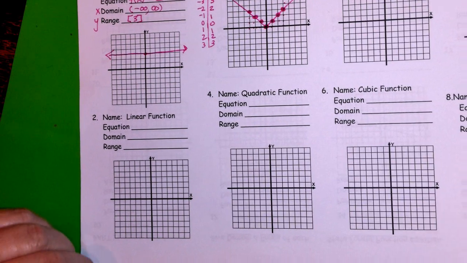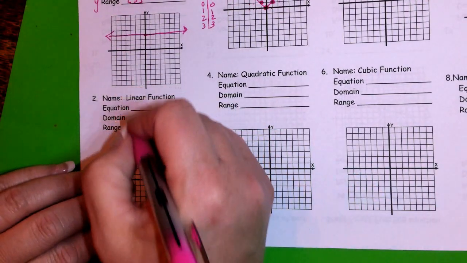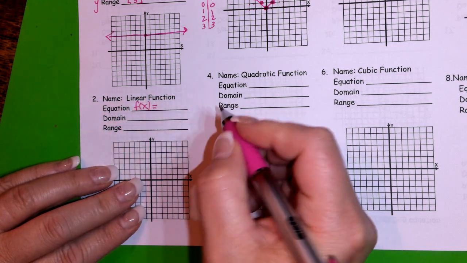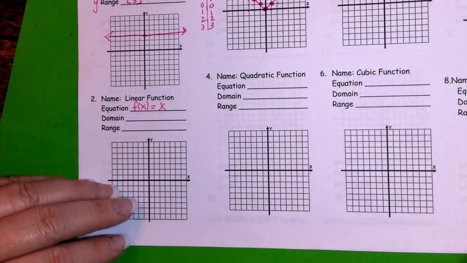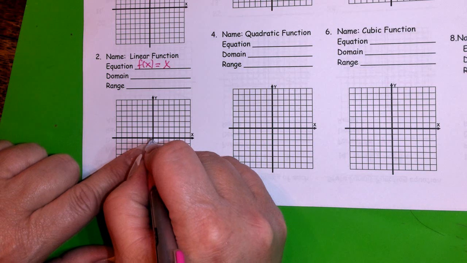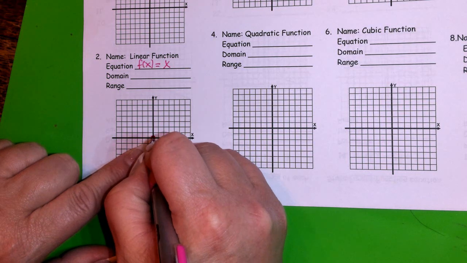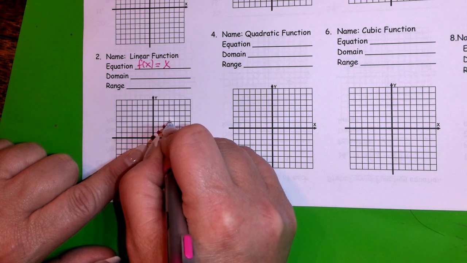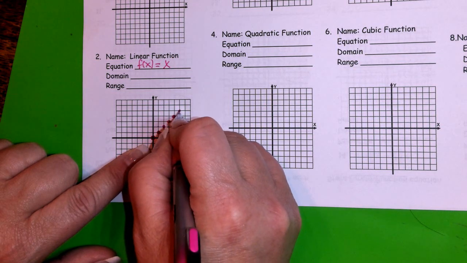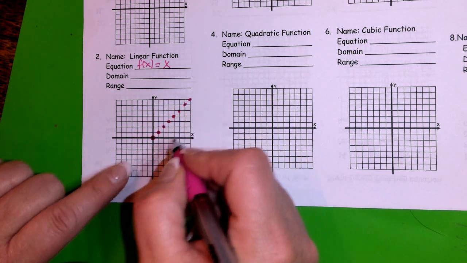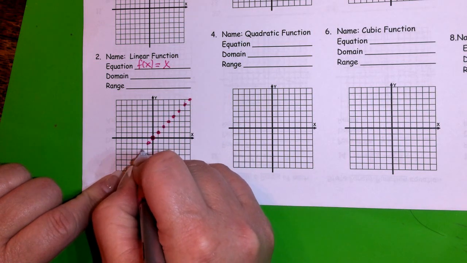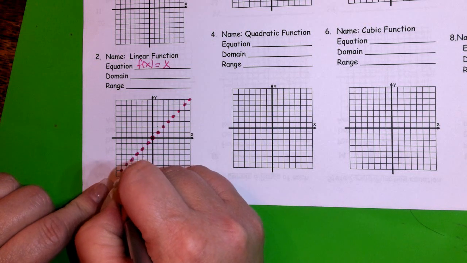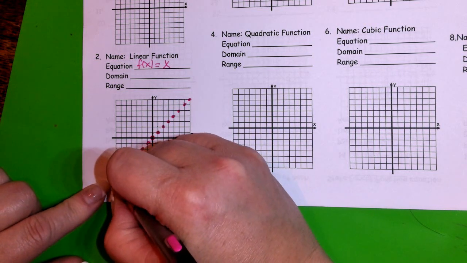So let's look at number 2, which is the linear function. Y equals mx plus b. So f of x equals x. So we're starting at the origin, 0, 0. Slope is 1, so up 1 over 1, up 1 over 1, and keep going. And then down 1, left 1, down 1, left 1, and keep going. So there's your linear function.